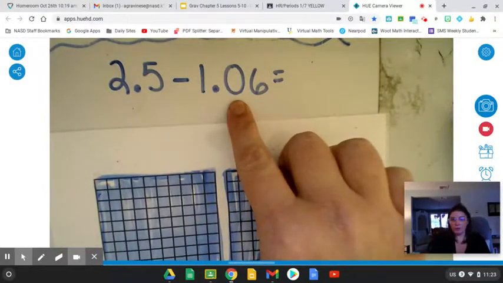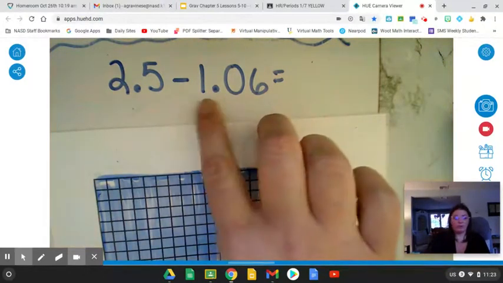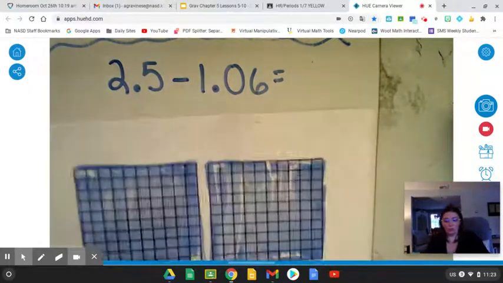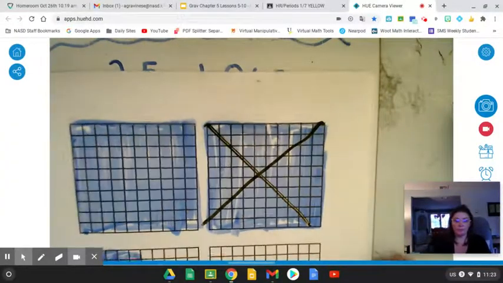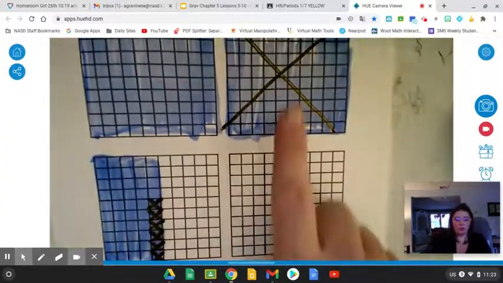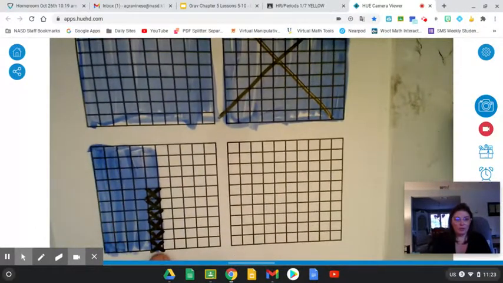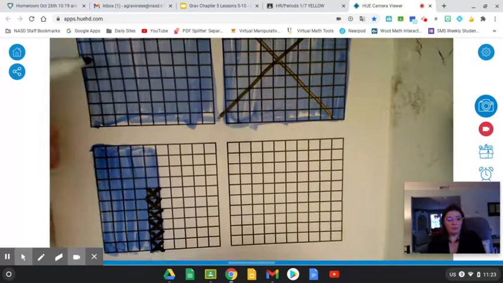I don't need to cross out any of the tenths, but I do need to get rid of a whole. So I'm going to get rid of this guy, that entire whole. So I crossed out 1 whole and 6 hundredths. So what am I left with? I still have 1 whole.